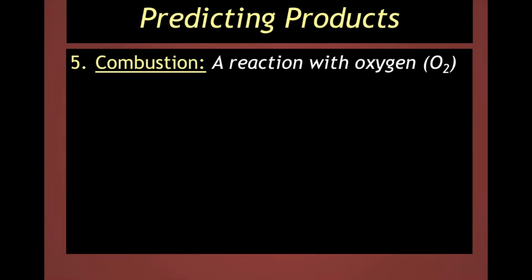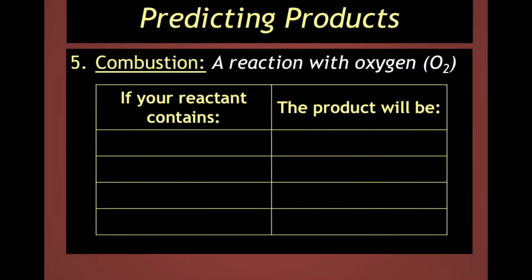Okay, so predicting products on combustion, that's a little more tricky, a little more memorization involved. As far as predicting products for double replacement, that's simple. You're just switching two things. With combustion, you have to really look at what's in the reactant. So if there's carbon in the reactant, so on the left side of the arrow, if you see carbon, then you will have CO2 in the product. If you see hydrogen in the reactant, you will see H2O. If you have sulfur in the reactant, you will have SO2. And if you have nitrogen in the reactant, you will have nitrogen in the product.